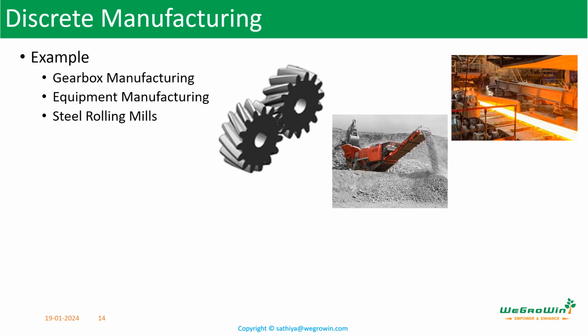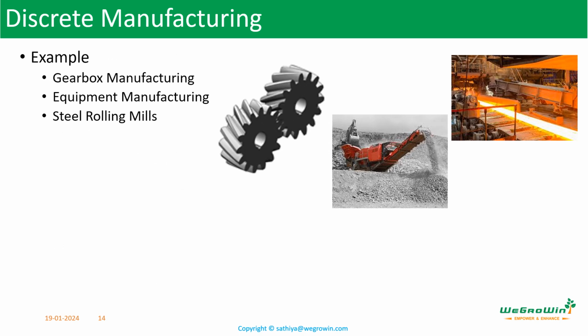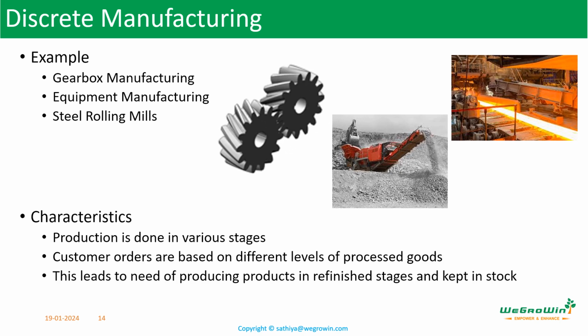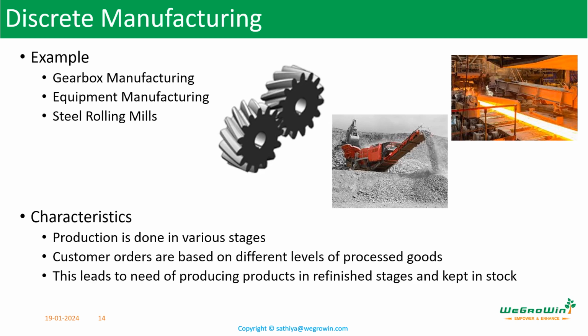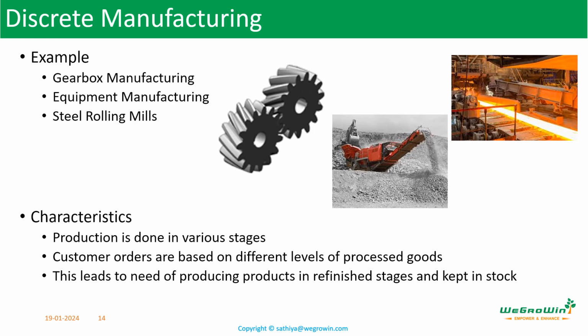Typical examples of discrete manufacturing are gearbox and components manufacturing, equipment manufacturing like cranes, crushers, etc., and steel rolling mills. In these manufacturing processes, the entire production process passes through various production steps. However, customers can place orders based on different levels of the processed goods, that is, different kinds of sub-assemblies, which means customers may require the components or sub-assembly or different combinations of products from these processes.